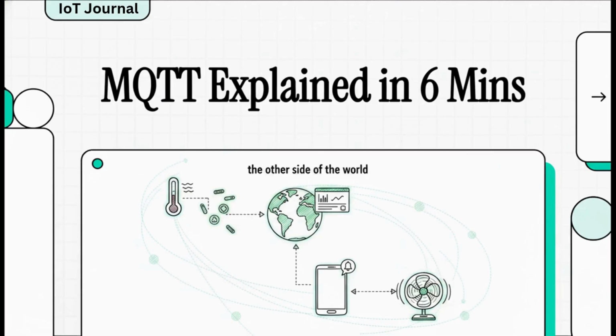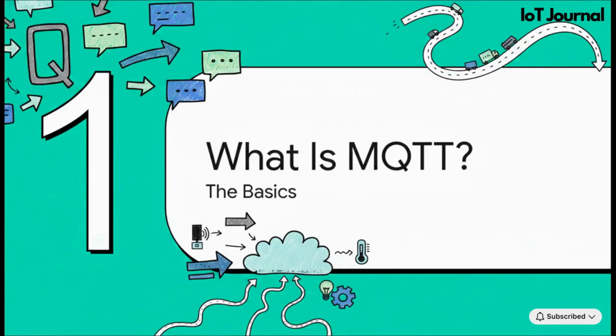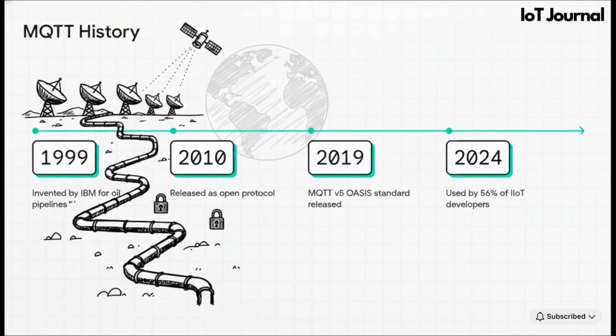Welcome to this quick explainer. In just 6 minutes, we're going to break down exactly how it works. What is MQTT? So, MQTT stands for Message Queuing Telemetry Transport. The origin story is pretty wild. Invented in 1999 by engineers at IBM, it was originally built to monitor oil pipelines via satellite. Out there, bandwidth was tiny and absolute reliability was critical.